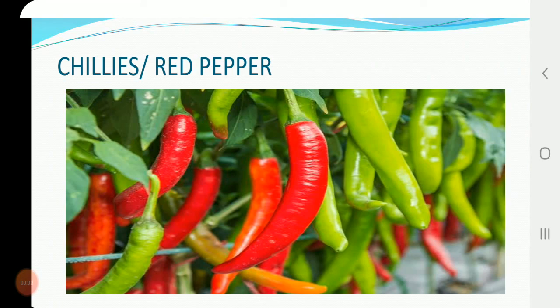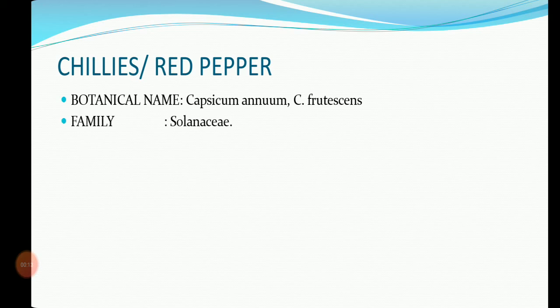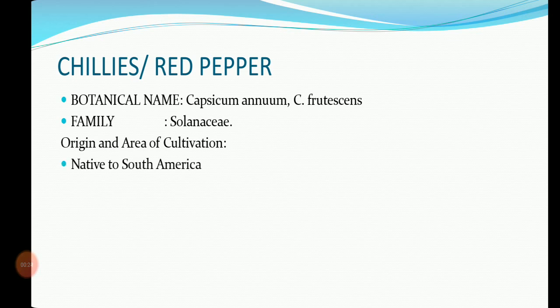Next, chilies or red pepper. The botanical name of chilies is Capsicum annuum, and another species is Capsicum frutescens. They come under the family Solanaceae. Chilies are native to South America, where they are mostly cultivated.